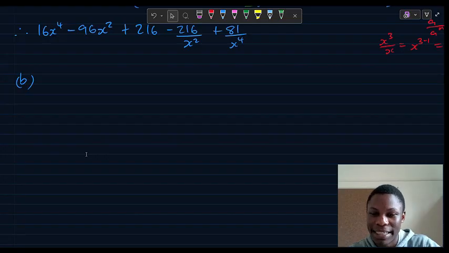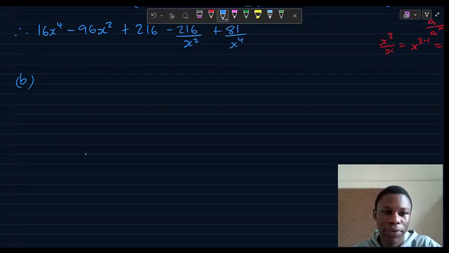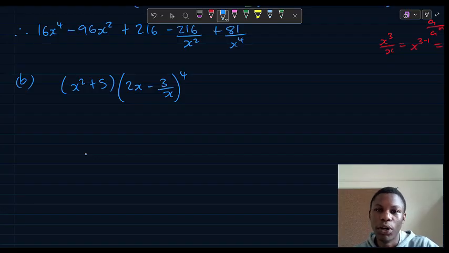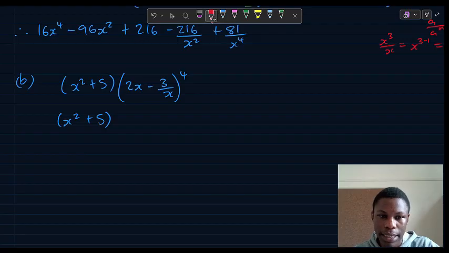Part B. Hence determine the coefficient of x squared in the expansion of (x squared plus 5) times (2x minus 3 over x) to the 4. Okay. So x squared plus 5 times (2x minus 3 over x) to the 4. And we want the coefficient of x squared here. So the first thing that you're going to do is to replace this bracket with its expansion. Because remember, that was part A. In part A, we found the full expansion of this.